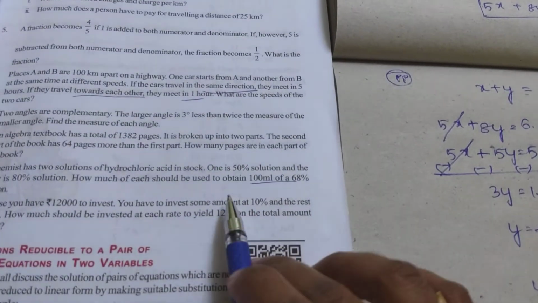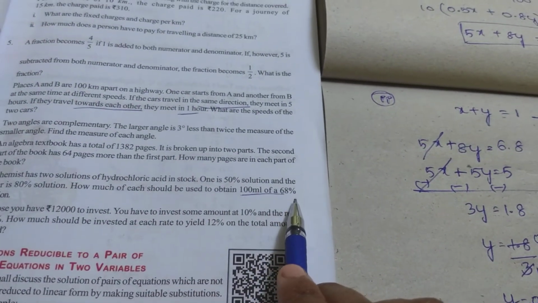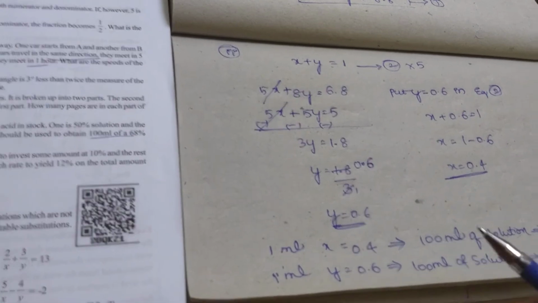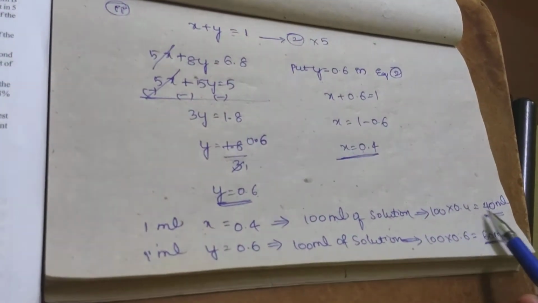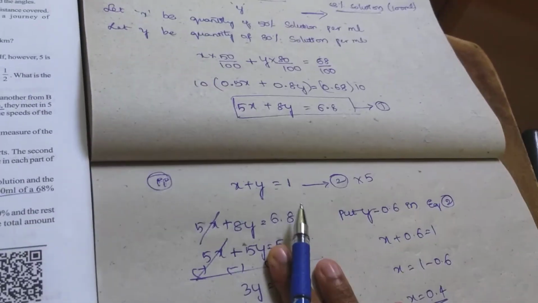So here we got the values. How much of each should be used to obtain 100 ml of a 68% solution? For 1 ml, x is 0.4 and y is 0.6. For 100 ml of solution it becomes 100 into 0.4, 40 ml, and 100 into 0.6, 60 ml. So this is the solution.